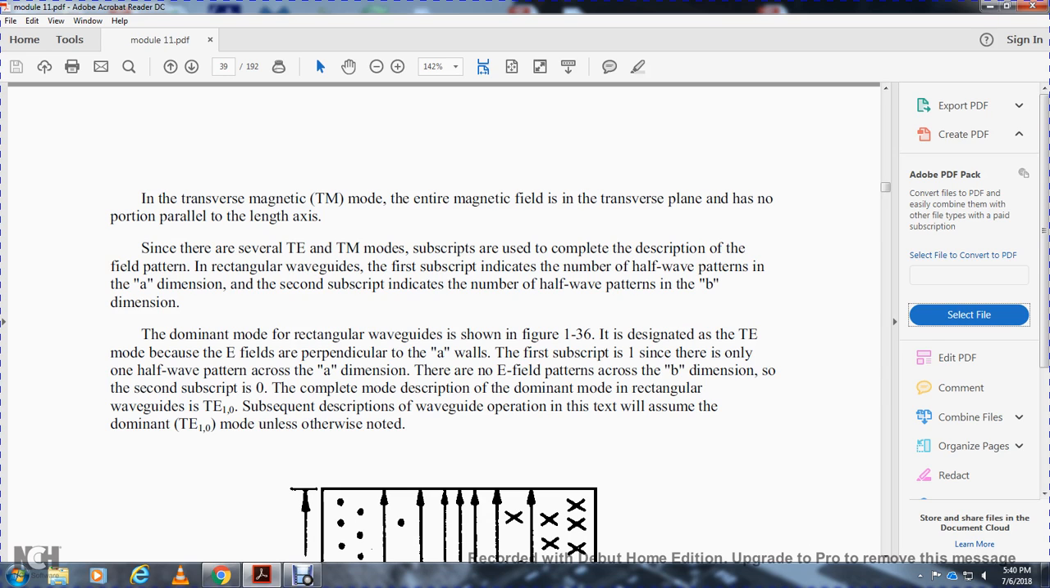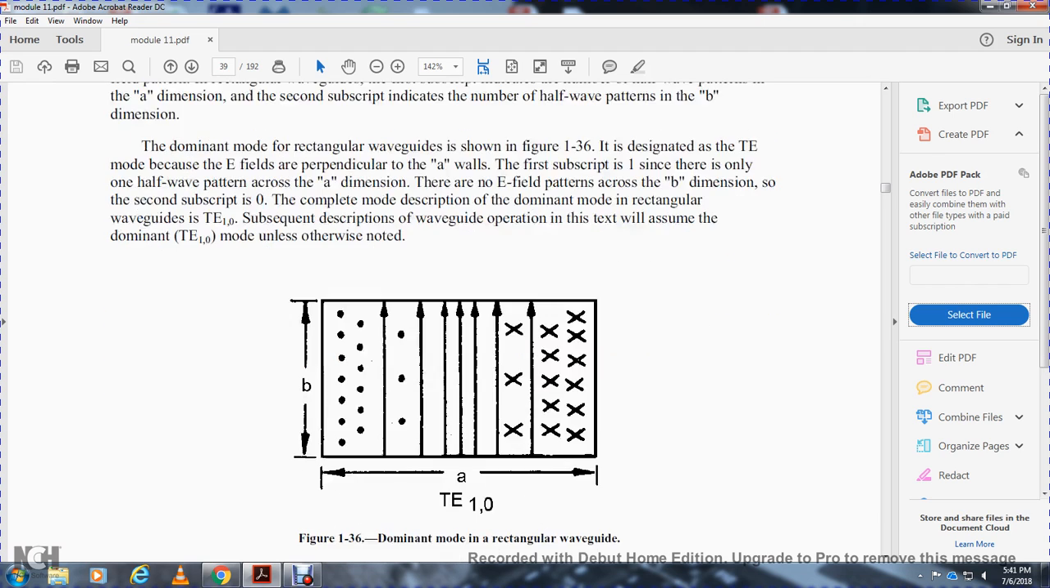The first subscript is 1, since only one half wave pattern of the electric field exists across the A dimension. There are no electric field patterns across the B dimension, so the second subscript is 0. The complete mode description of the dominant mode for the rectangular waveguide is the transverse electric 1-0 mode. The subsequent waveguide operation discussion will assume the dominant transverse electric 1-0 mode unless otherwise noted.